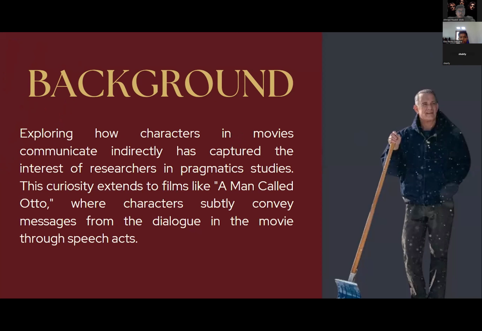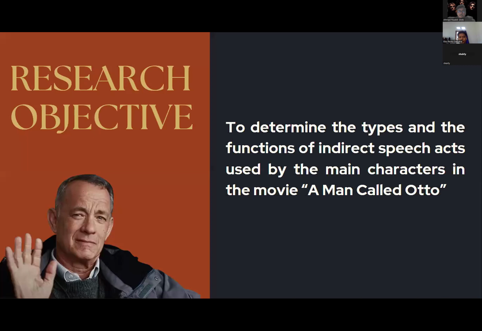So the main background of the study is to find out how the main character from this movie, Otto, performs the speech acts regularly found in the movie through the dialogues from the beginning until the end of the movie. Okay, and the next is the research objective.